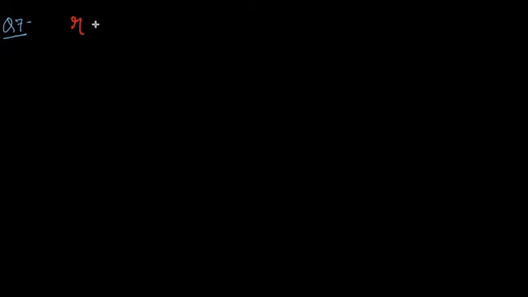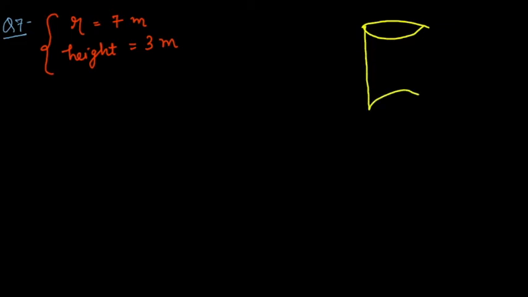A closed cylindrical tank of radius 7 meter and height 3 meter is made from a sheet of metal. How much sheet of metal is required? So basically these are the dimensions of a cylinder which you need to construct. I am just making a rough figure. So the radius of the cylinder should be 7 meter and the height of the cylinder should be 3 meter. So the question says how much sheet of metal is required to construct this cylinder.